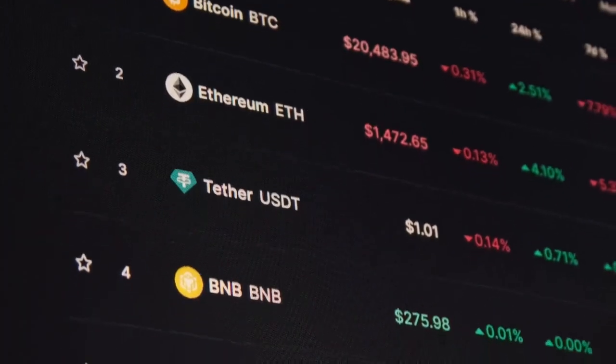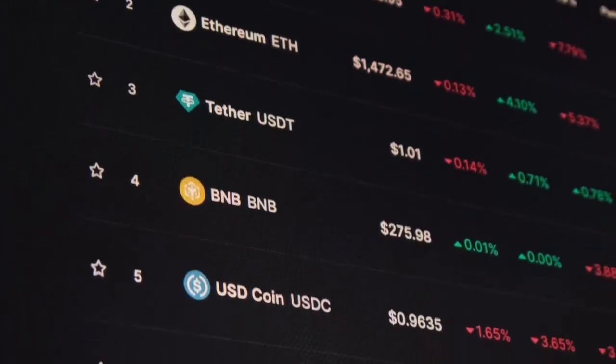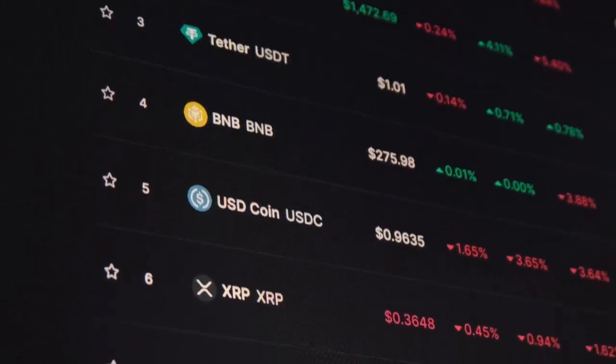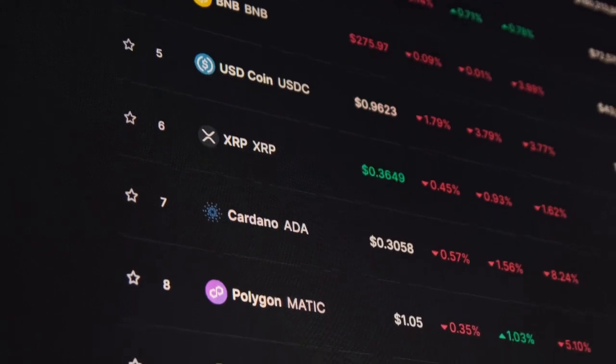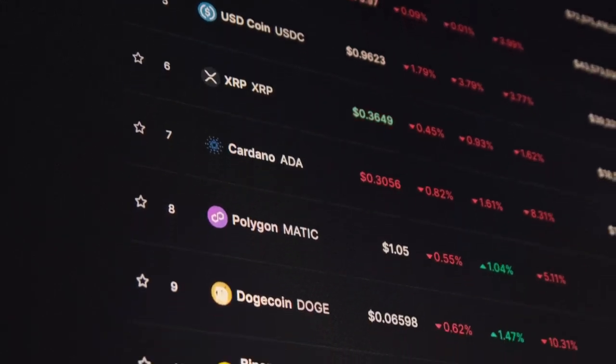Now let's explore altcoins. Term number seven, an altcoin is any cryptocurrency other than Bitcoin. With hundreds of different altcoins, each has its unique features and characteristics.